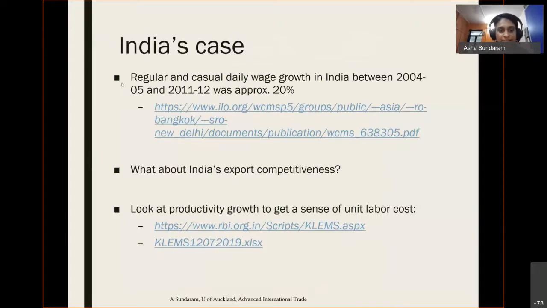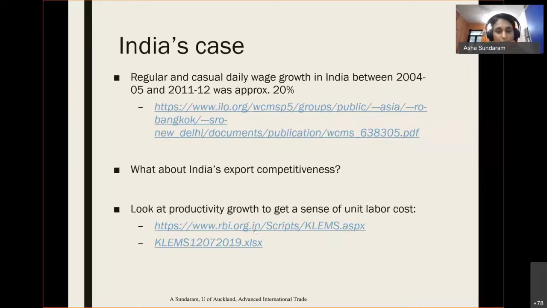Okay, so let's look at India's case. What we know from data is that for regular and daily casual wage rates in India between 2004 and 2011, the growth in the wage was about 20%. So Indian casual daily wage growth was actually high, 20% at this time. Now, what does that mean about India's export competitiveness? Would it be right to say that, oh, because India is experiencing wage growth, it's losing competitiveness, Indian labor is becoming more expensive, we're losing export competitiveness? Is that right? Can I say that? Not really, because I wouldn't be looking at productivity, right?